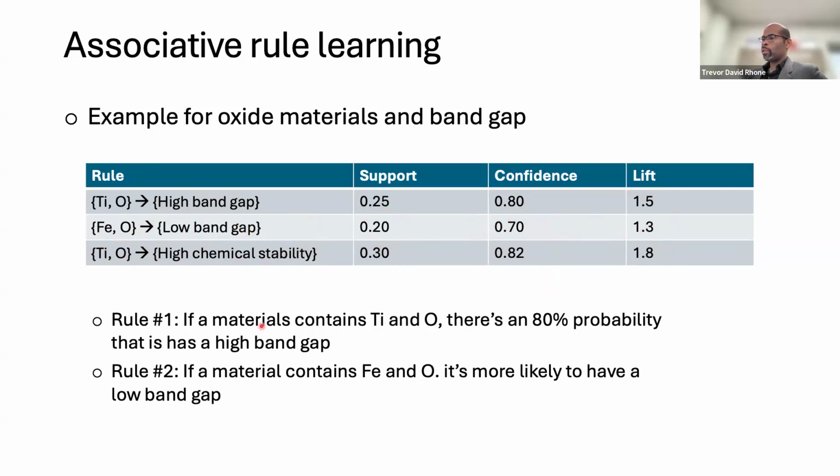So if you put that in words, rule 1 tells you that if a material has titanium and oxygen, there's an 80% chance that it has a high band gap. Rule 2 could be: contains iron and oxygen, it's more likely to have a low band gap. These are the kinds of rules you can develop using this approach. Any questions about this so far?